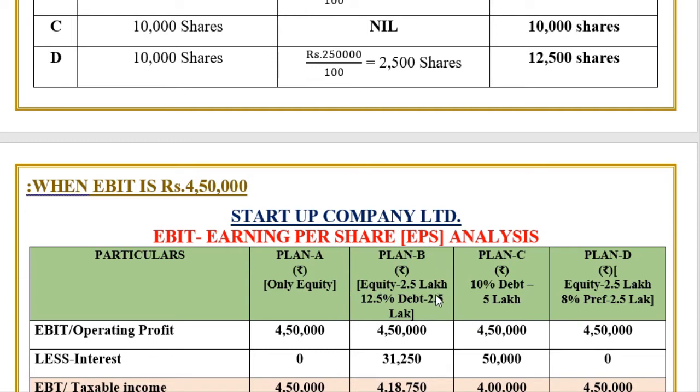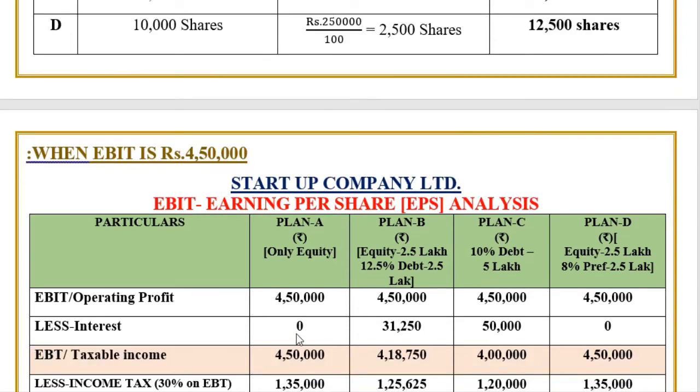Next, plan B, we are having debentures of rupees 2,50,000 at 12.5%. So if you calculate 12.5% on 2,50,000, we'll get 31,250. And in plan C, also we are having debentures, that's 5 lakh rupees. So 10% of 5 lakh will get 50,000. And in plan D, we don't have any debentures, therefore the interest will be zero. Then 4,50,000 minus 0, you'll get 4,50,000, 4,18,750, 4 lakh, 4,50,000.